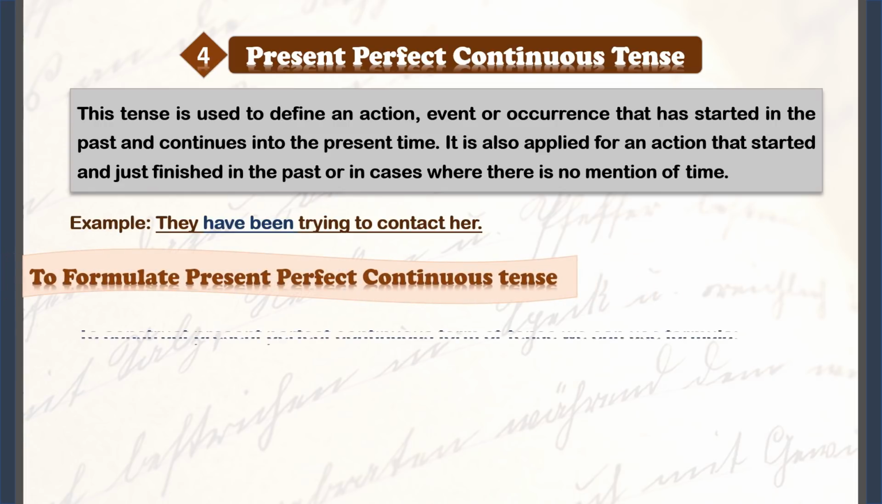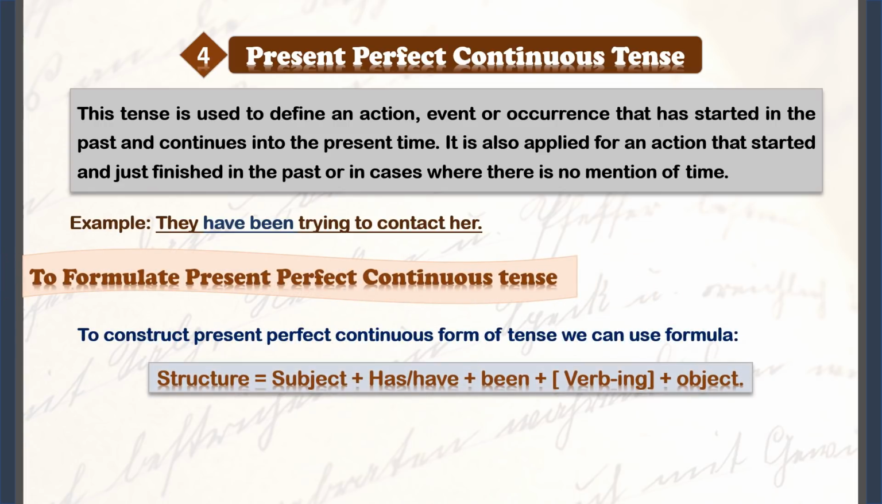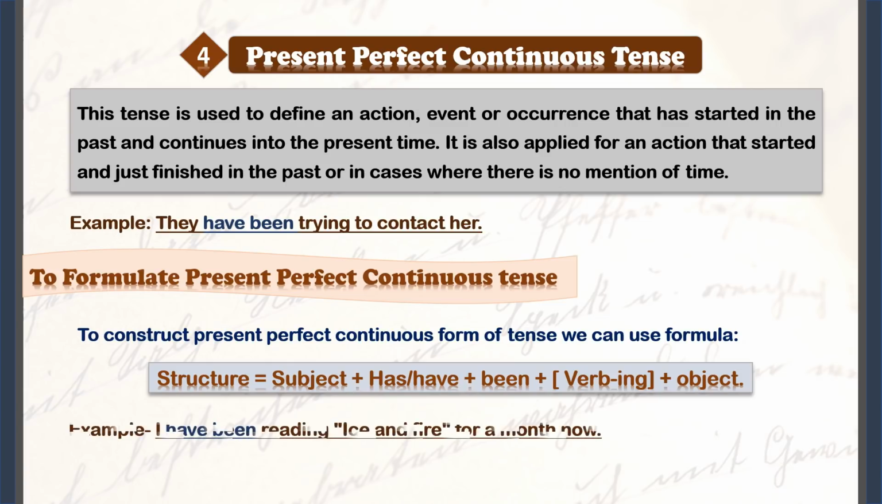To formulate present perfect continuous tense, the formula is subject plus has or have plus been plus the present participle of verb with ing plus object. For example, I have been reading Ice and Fire for a month now.